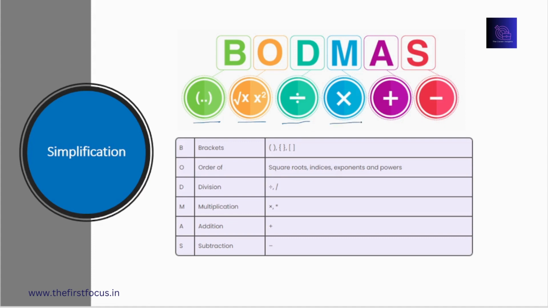Then we move on to multiplication. Then we start multiplying. Then we go for addition. Then finally we subtract. This rule is called the BODMAS rule.